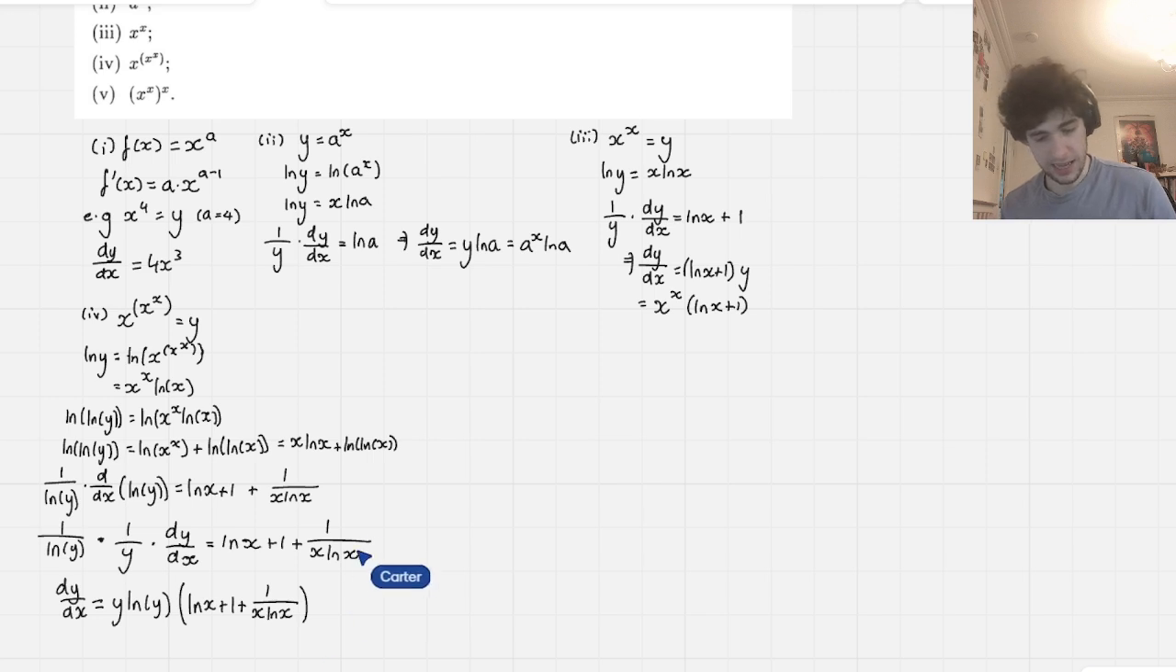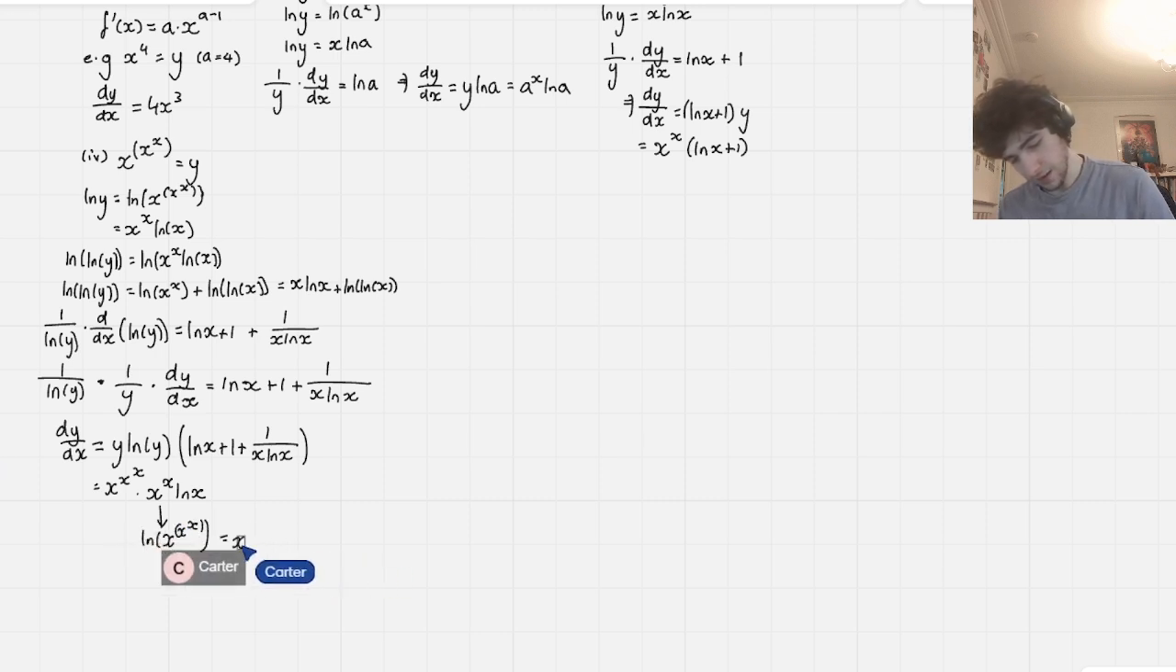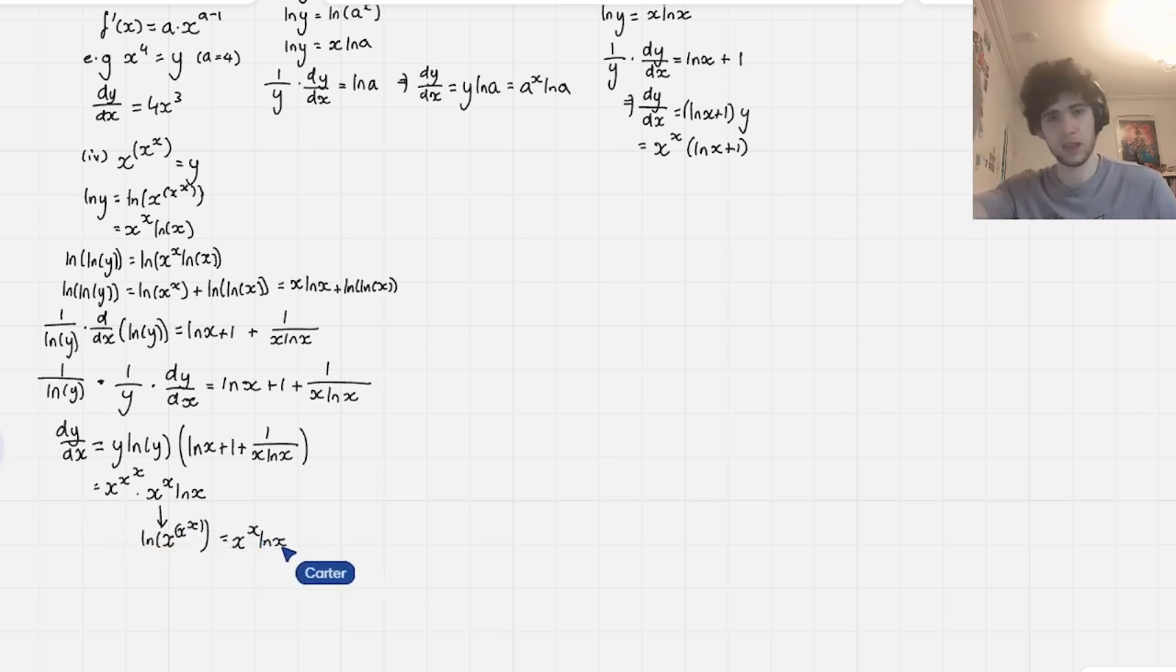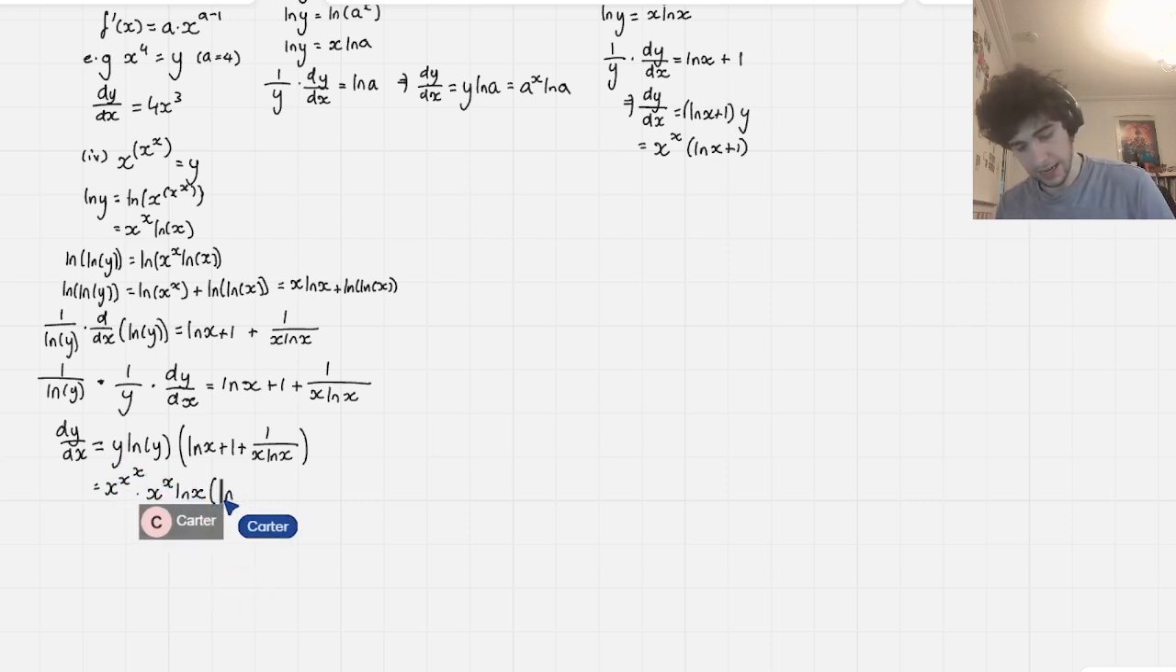Now y is x to the x to the x. So this just gives us x to the power of x to the power of x multiplied by ln of x to the x to the x, which is just x to the x ln x, since ln of x to the x to the x is just equal to x to the x ln x. That's just the power rule, you're bringing the power down to the front. Okay, so then we have that, and then we just multiply that by ln x plus 1 over x ln x.